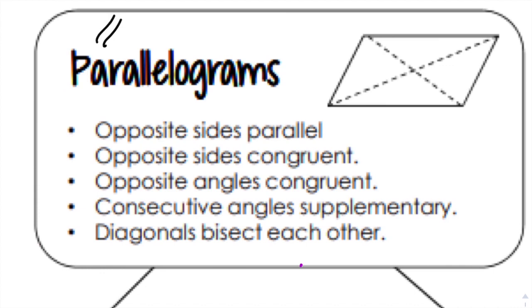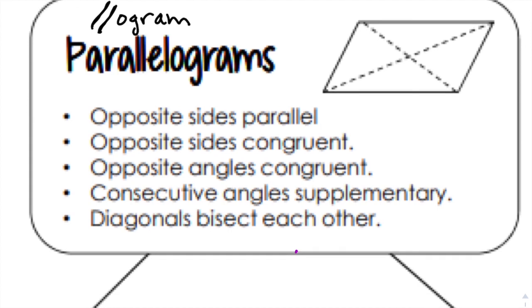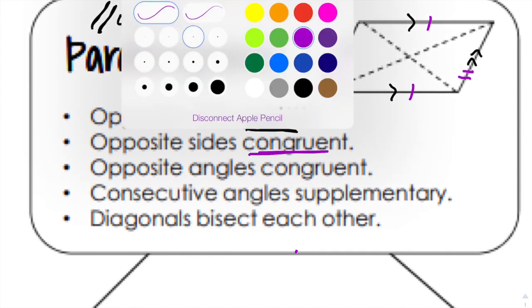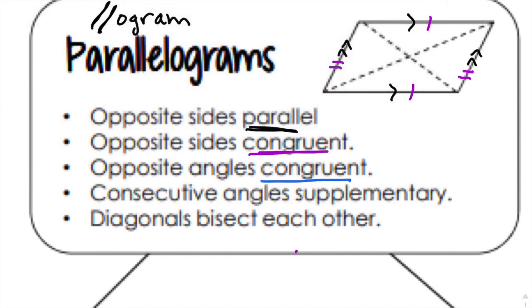I will abbreviate it like this when you see me write it in class. That's just a set of parallel lines and then the ogram. So opposite sides are parallel. So that means you're going to have this. Opposite sides are congruent. So the same measure. I'm going to use my tick marks here. Opposite angles are congruent. So we have this. Opposite angles are supplementary. So this is what that means.